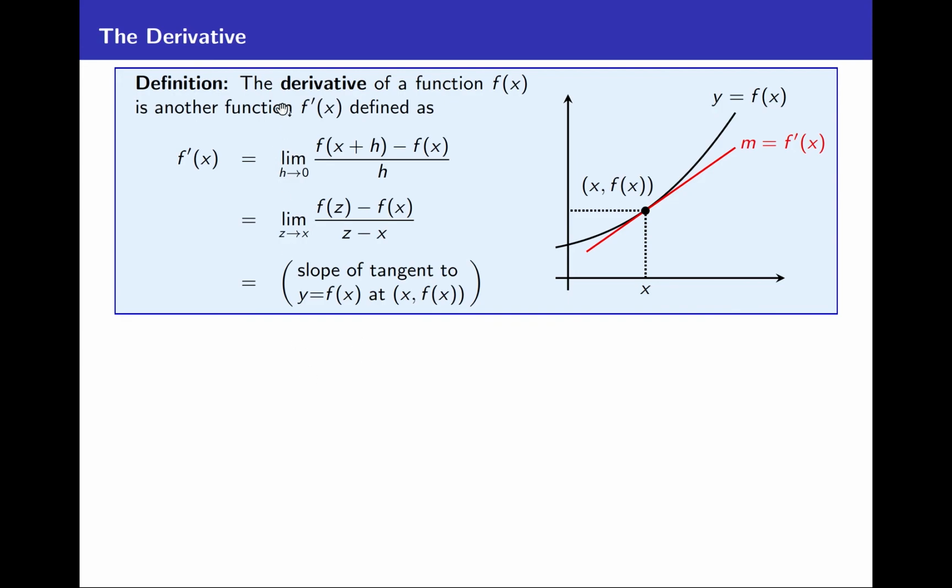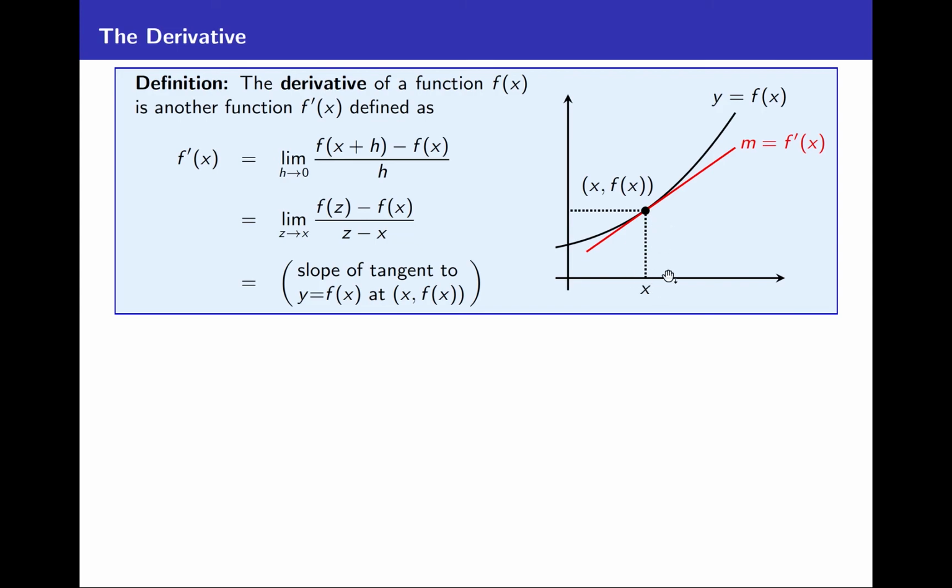I'll state it again. The derivative of a function f of x is another function called f prime of x, given by this rule. f prime of x is the limit as h approaches 0 of f of x plus h minus f of x divided by h. Alternatively, you could use this other limit. Each one gives you the slope of the tangent line to y equals f of x at the point x, f of x, just as indicated in this picture.